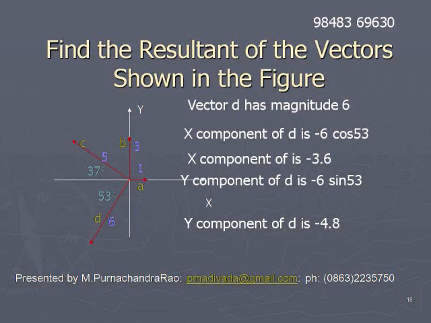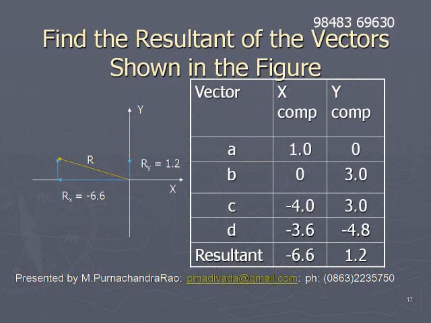Hence, minus 6 sin 53 becomes minus 6 into 4 by 5, which becomes minus 4.8. Like this, we get the components of D. To find the resultant of the four vectors, first let us write their components in a tabular form.